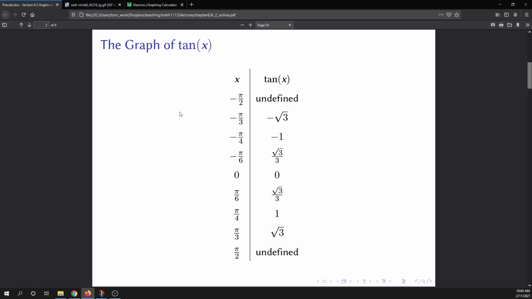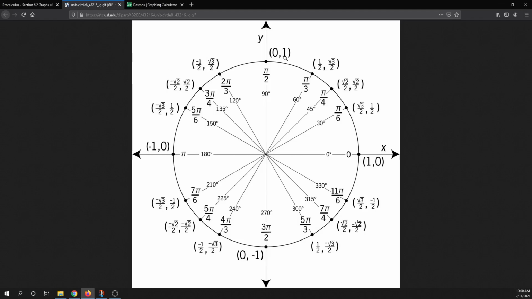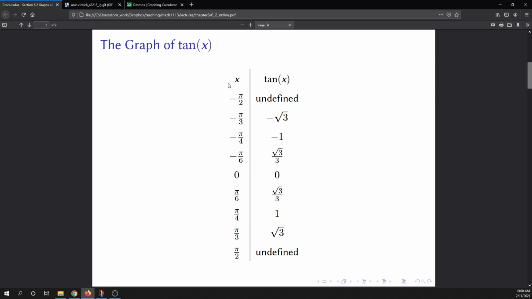And then at pi over 2, it's also undefined because at pi over 2, you'd have sine, which is 1, over cosine, which is 0. That is also undefined. So the tangent function is undefined at pi over 2. So that's how we're generating these points here. All right, so what I'm going to do then is to plot these points out.